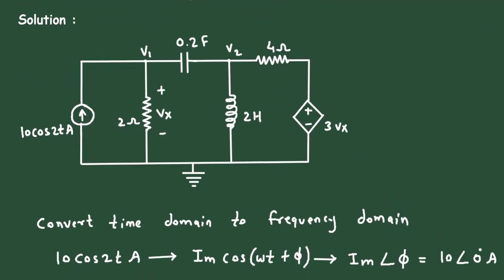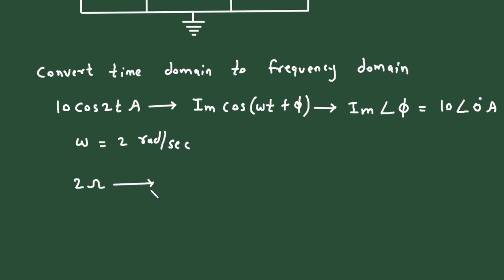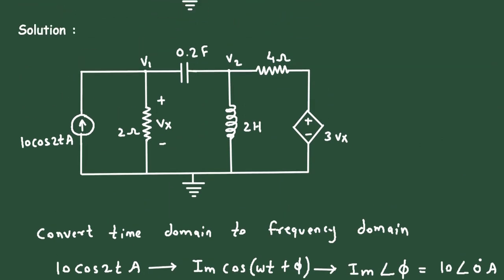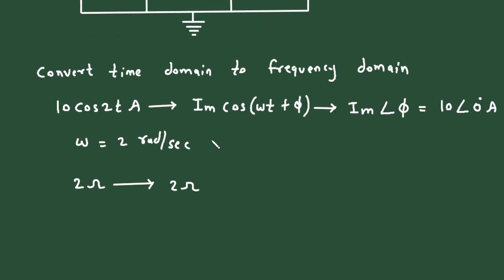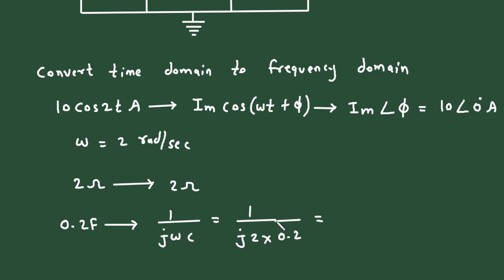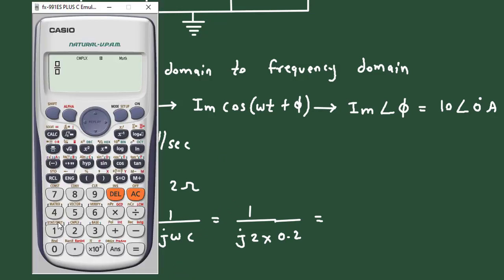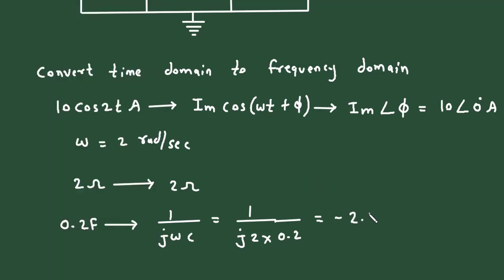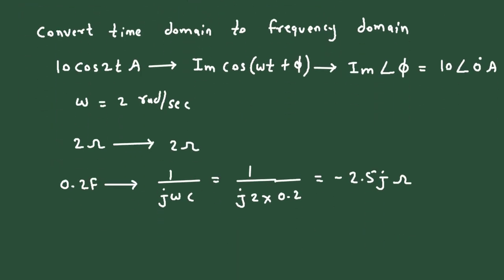Now next, 2 ohm resistance. So this 2 ohm resistance will remain same in both time domain and frequency domain. Then the 0.2 farad, this will be 1 upon j omega c. So 1 upon j into omega value is 2, capacitance value is 0.2. It is minus 2.5 J ohm, because it is impedance, so its unit will be ohm.